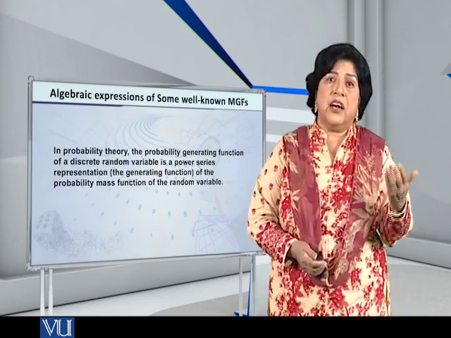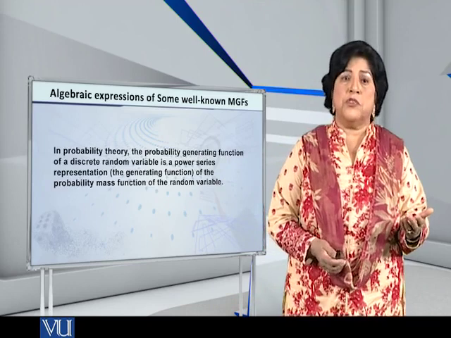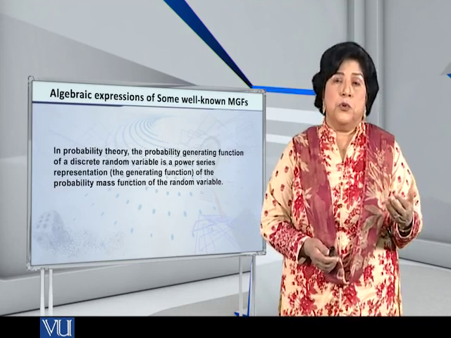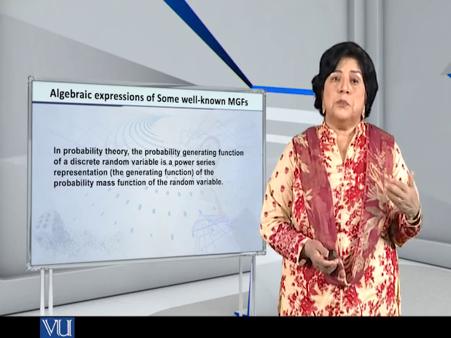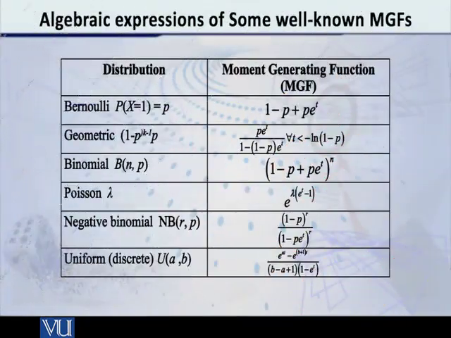Let us start with discrete distributions. First and foremost, let us consider the Bernoulli distribution. The Bernoulli distribution, as you know, is the one in which the random variable x assumes only two values, 0 and 1, and the probability of x being equal to 1 is p, whereas the probability of x being equal to 0 is 1 minus p, which is also denoted by q.